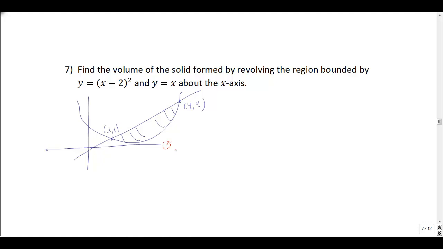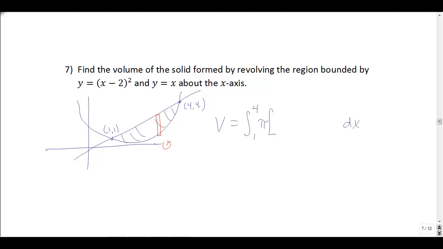Same setup. I don't want to do horizontal rectangles because it's messy with the functions where the left endpoint changes which function I use. So I'm going to do the vertical rectangles. But now when we rotate about the x-axis, we're going to get a washer instead of a shell. So this is going to be the washer method. My volume, I'm going to integrate as x goes from 1 to 4, dx. Washer says do pi times the outer radius squared.